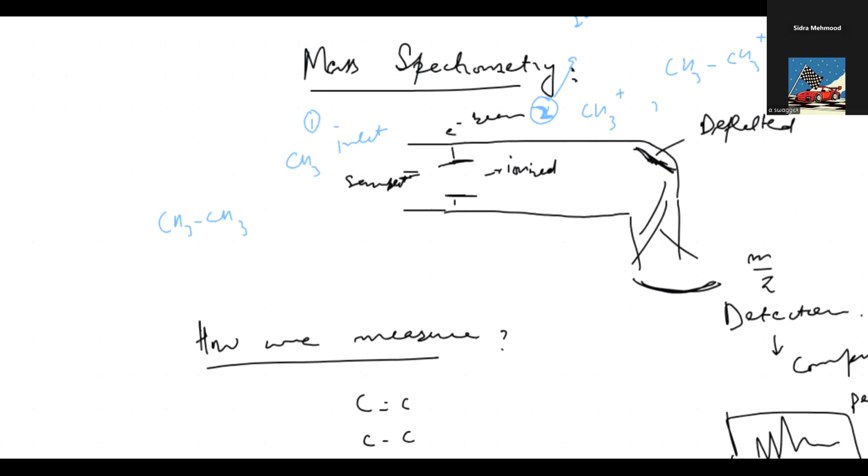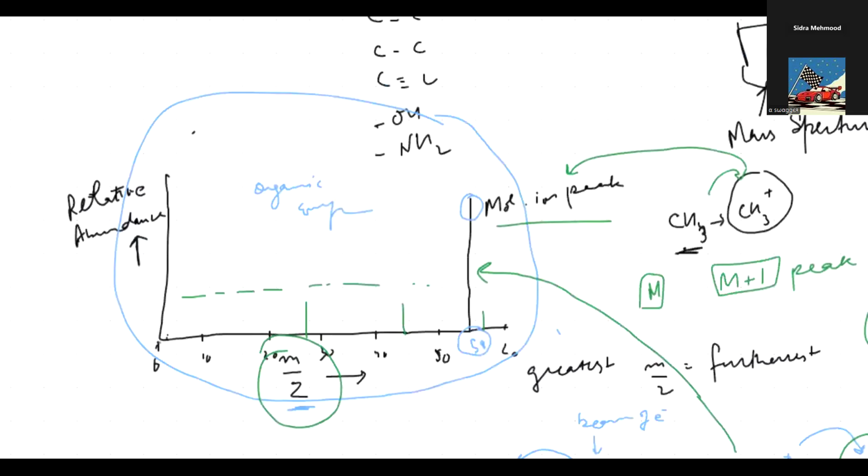Okay, so this detector is connected to the computer, and the computer gives you the graph in the form of a spectrum. The spectrum you have to analyze on your own, to find which is the molecular peak, which is the molecular ion peak. So this is how you will get the spectrum. On the y-axis, you will have the relative abundances, and on the x-axis, we have the mass to charge ratio, the m over z value. From that, first of all, we will observe which peak is the furthest, the one having the greatest mass to charge ratio. It is actually the molecular ion peak.